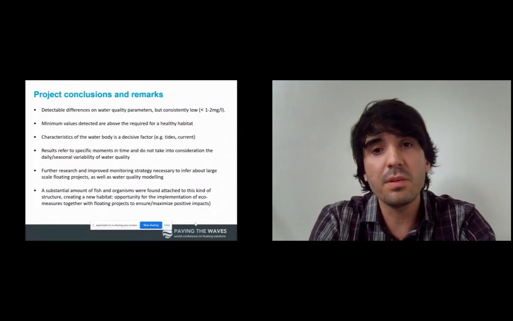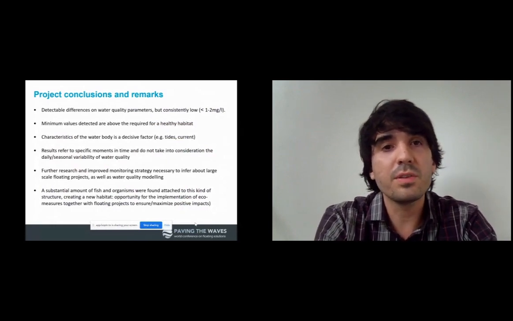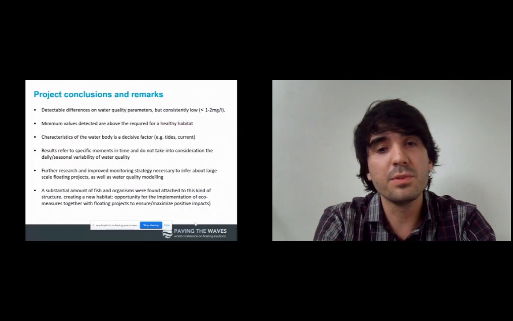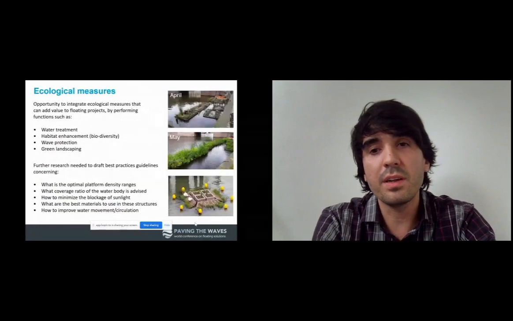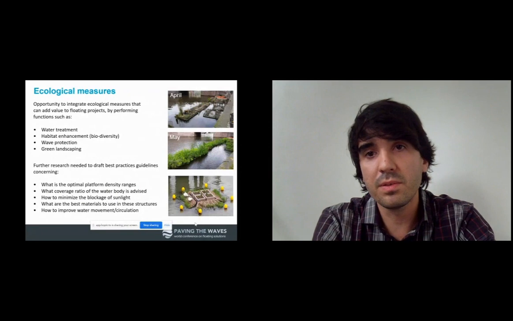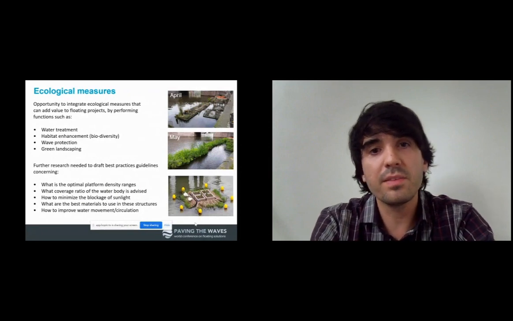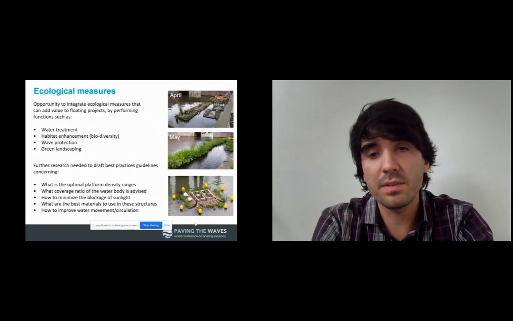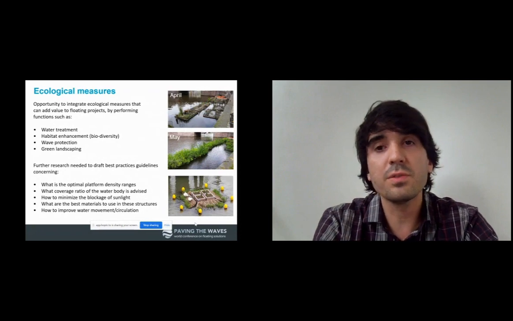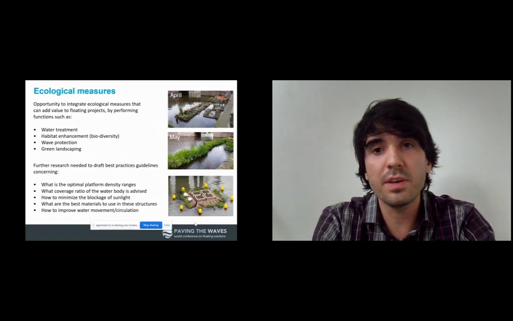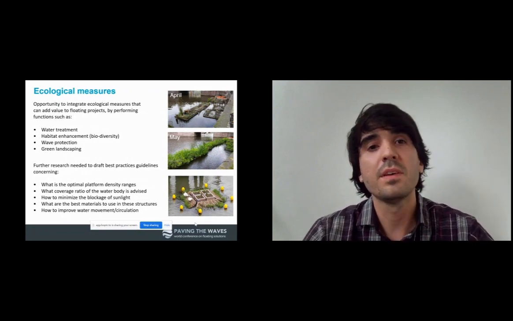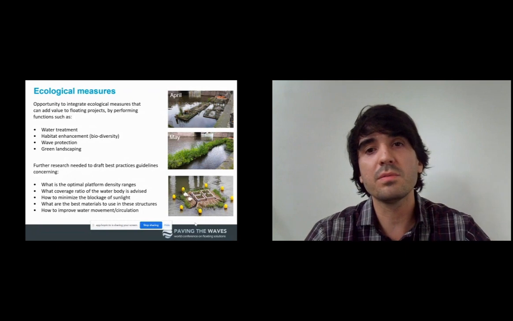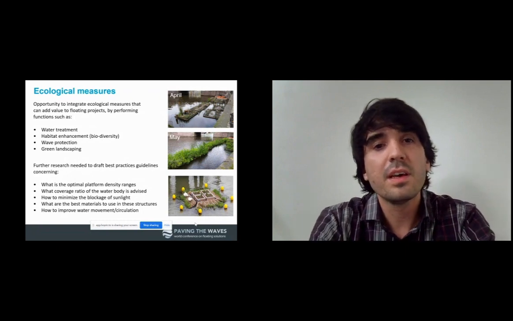and also combine it with water quality modeling. I would also like to highlight the opportunity of creating ecosystems. I have a few slides about that. Together with floating structures, we could recommend some practices so that ecological measures to improve and enhance the ecosystem can be deployed. It could be for water treatment, to enhance habitats, even for wave protection.